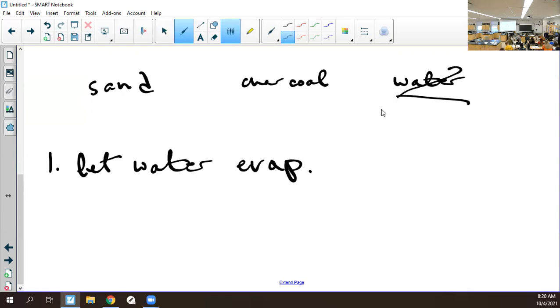You can do it either as a flow chart or as a stepwise thing. Flow chart is very helpful, but I will be happy with either one. Again, work with your partners. If you're a desk apart from each other or a row apart, span the gap, figure out how to talk to each other.